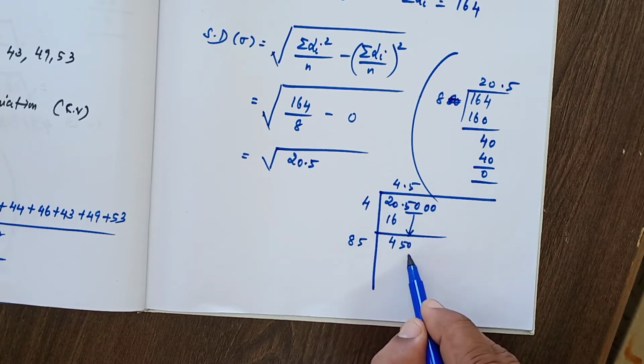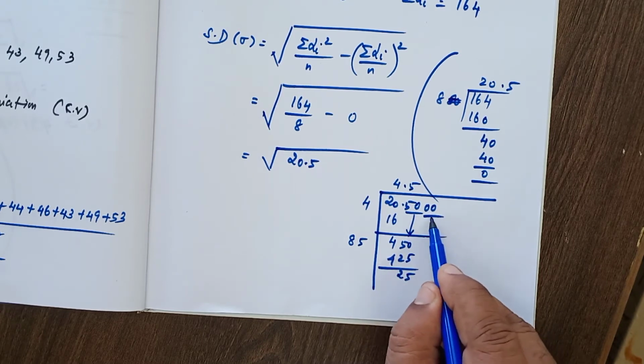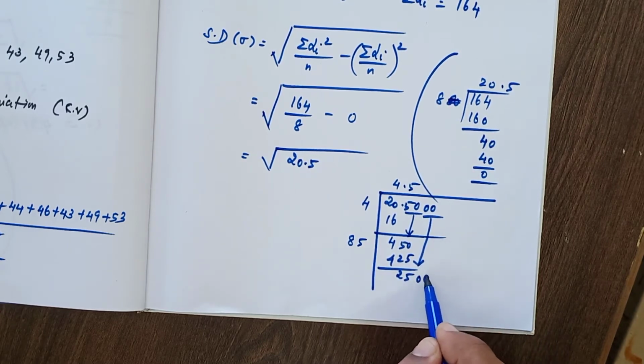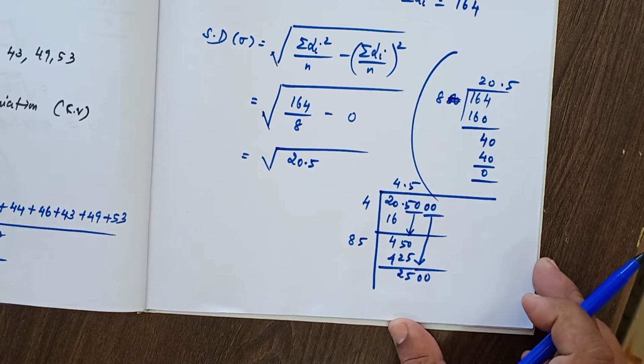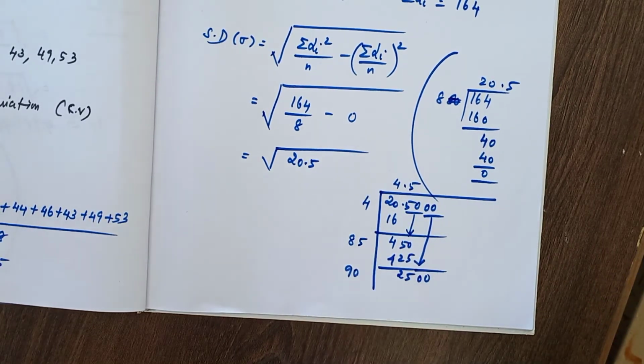5 5s are 25, balance 2. 5 8s are 40 plus 2, 42. So subtract, you will be getting 25. Then bring down 2 more digits, that is 00. Have to consider as 45. 45 into 2, that is equal to 90. We can go up to 2 times.